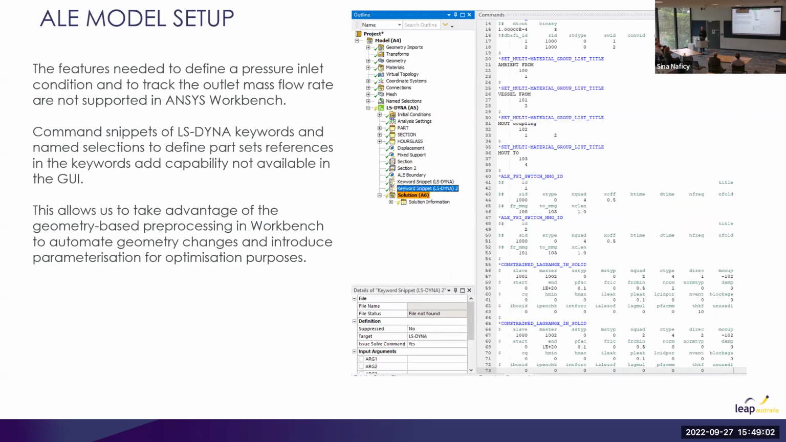And this is what it looks like when you try to make something that doesn't want to do ALE. So this would be our normal mechanical model. And then we've got all of these LS-DYNA keywords here stuffed into a command snippet. And that gives us all the extra capability. So once we had worked all of that out, it's great. We can just change the geometry. If we want to do a new valve design, modify the valve, update the mesh, hit solve, and it'll do it all automatically. So that makes life a lot easier.